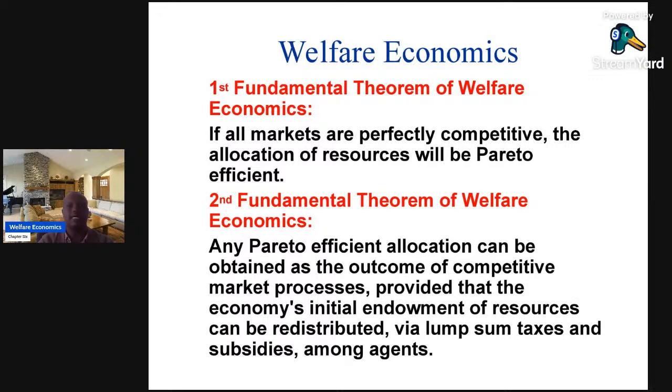The first big term of welfare economics: if all markets are perfectly competitive, meaning that in a perfectly competitive market firms are price takers and not price makers, the price of goods and services is determined by the market forces, the interaction of demand and supply. There is no Pareto inefficiency here, which means there is Pareto efficiency. In a perfectly competitive market, there is Pareto efficiency.